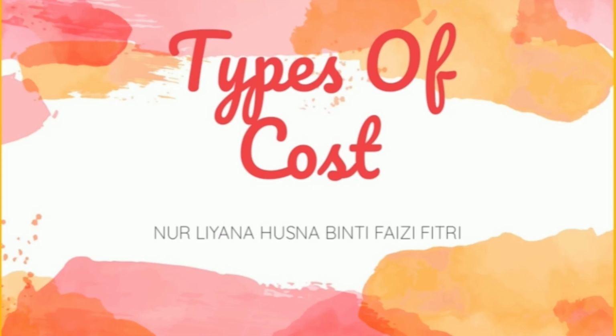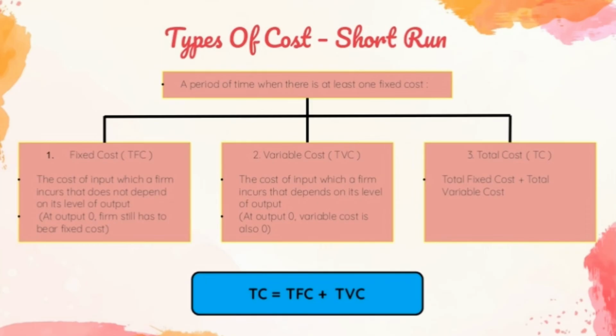Types of costs. There are a few types of costs. First, fixed costs or TFC. The cost of input which a firm incurs that does not depend on its level of output. At output 0, firm still has to bear fixed costs.